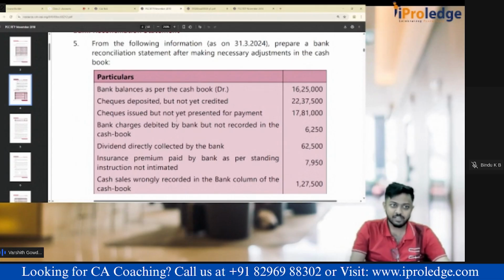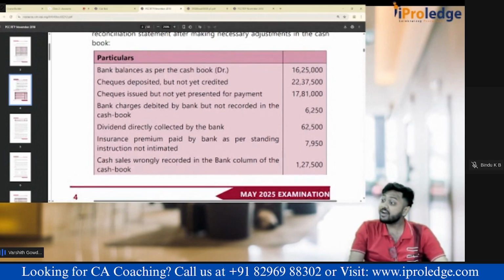Adjusted cash book, our mistake. Next, dividend directly collected. Insurance premium directly paid. It is a cash book. Cash sales wrongly recorded in the bank column of the cash book. We are adjusted cash book.